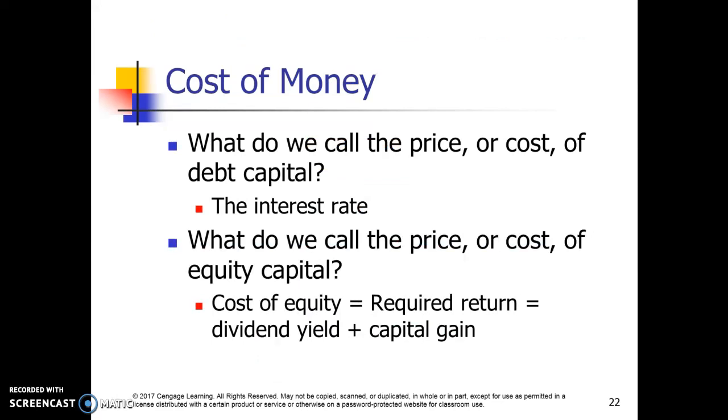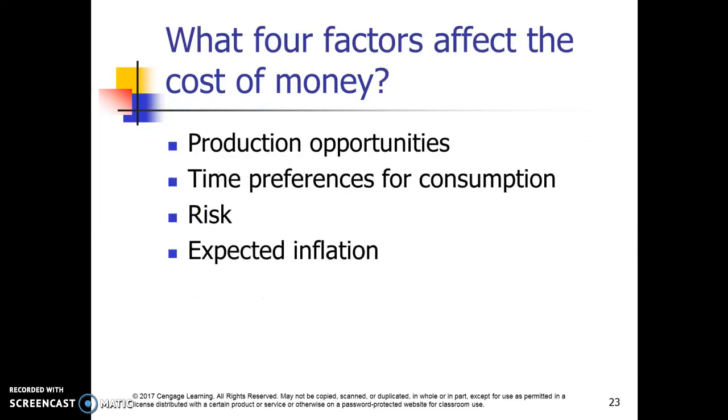So the cost of money. What do we mean when we talk about the cost of money? We basically say it's the price or the cost of debt capital, the interest rate. That's what it's going to cost us to raise debt capital. We talk about what is the cost of equity. The cost of equity is the required return, which equals the dividend yield and the capital gain. It's a lot of words, a lot of stuff, but still pretty simple. And I think as you read through the text, you won't have any problem with that one.